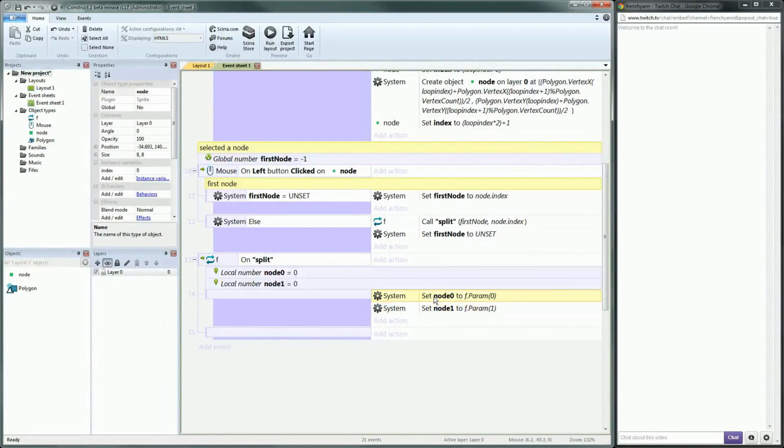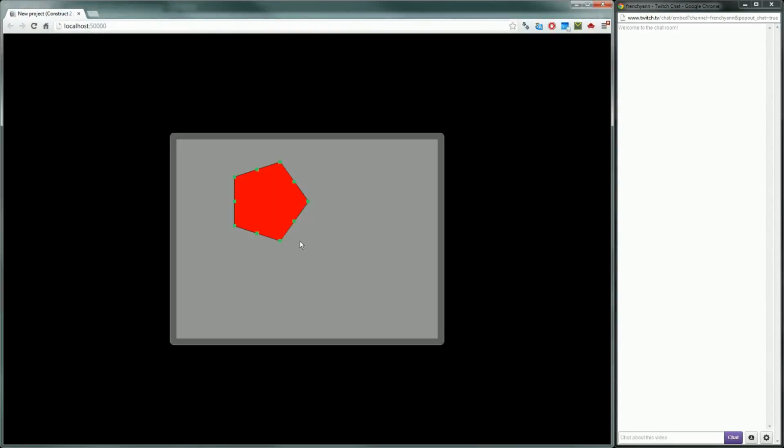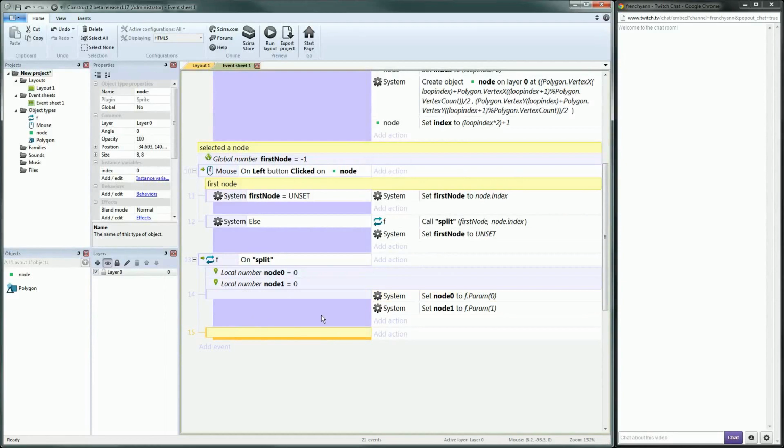It would be slightly different. We would have to add one more piece of information if we were to use more than one polygon. We would have to have a selected boolean on the polygon, and we would have to pick the polygon here to work on it. But right now it will be complicated enough, so we'll keep it simple. We have node 0 and node 1, and we want to get their position because we will need them to figure out how to split the polygon.